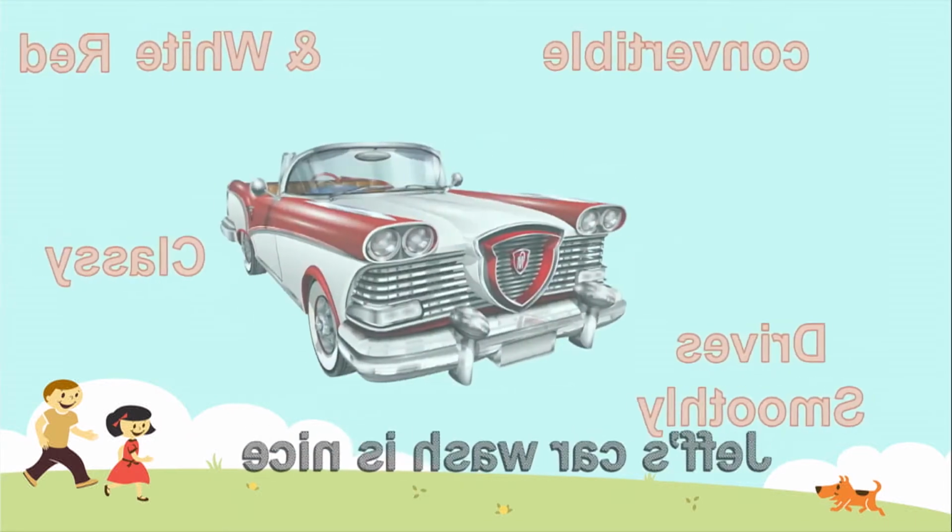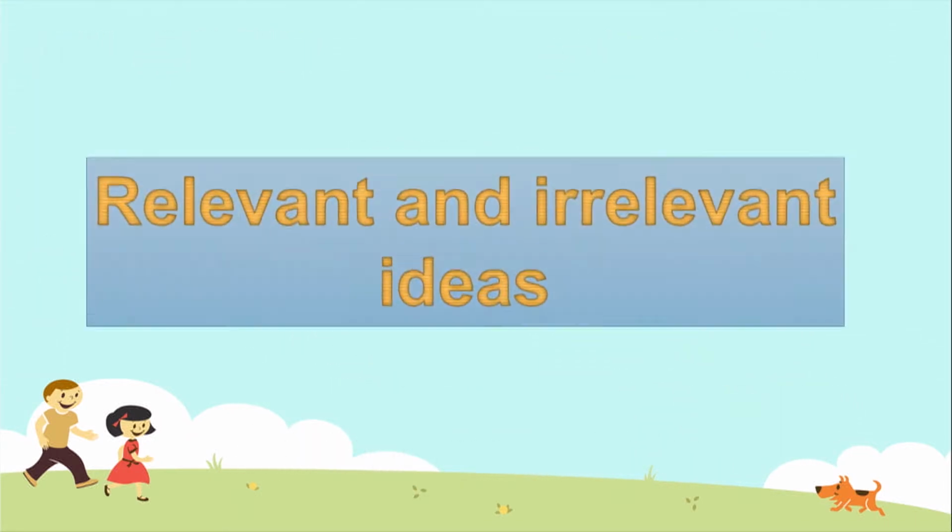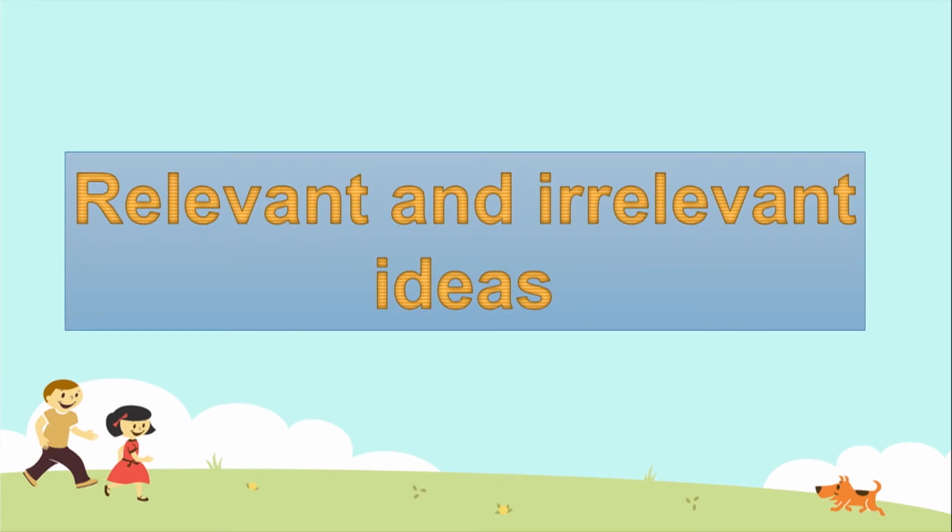So in paragraphs and in finding main idea, we look for relevant, which were all the things we said about the car at first, and irrelevant ideas. And the relevant ideas are what help us to determine what is our main idea. Are you all following me so far? Good. Then let's go further.